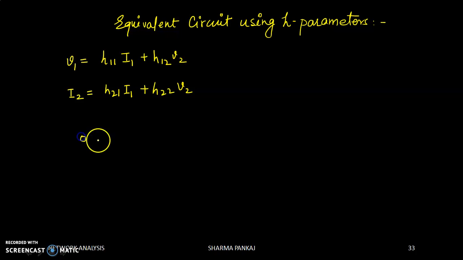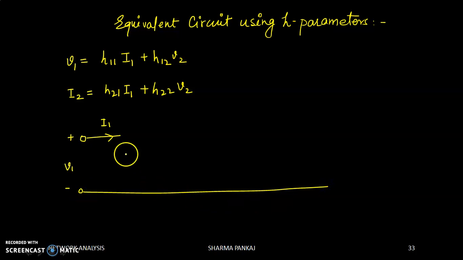The equivalent circuit will be: I1 will be flowing for port number 1. For port number 1, V1 is defined across the terminal. This is so simple. Okay, I1 is flowing. What we have seen now is that V2 is not defined at this port number 1. This is port number 1.